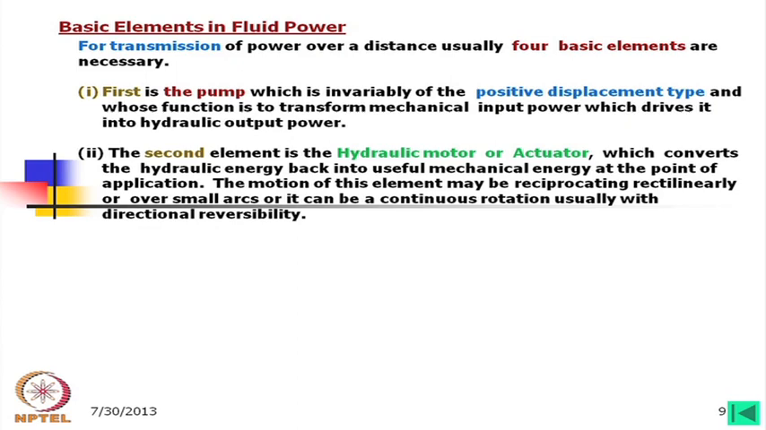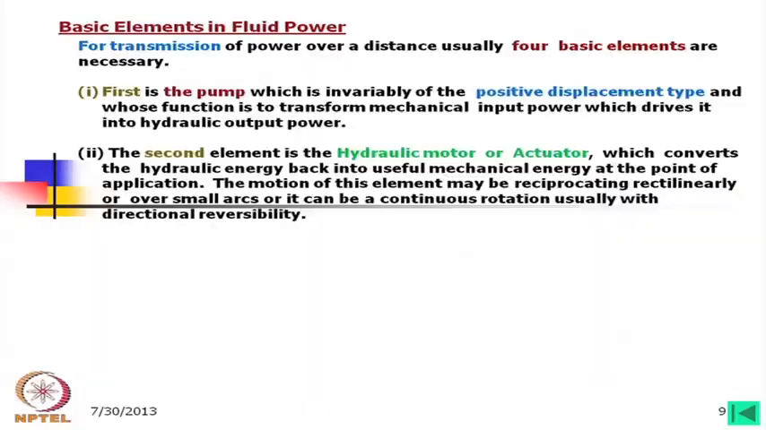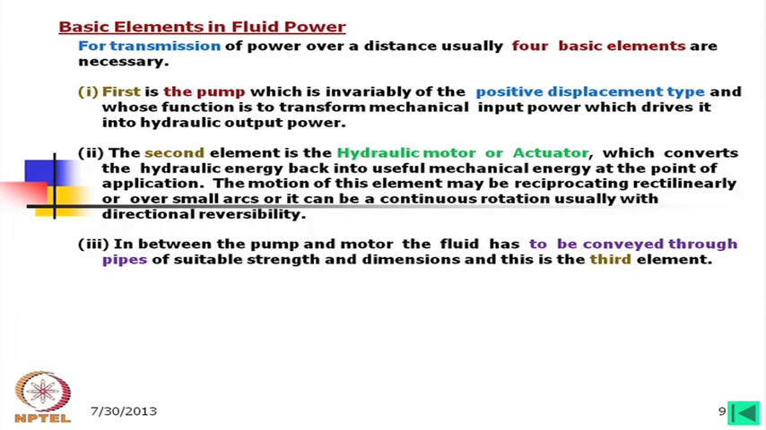Now, reciprocating, you can easily understand as an actuator piston cylinder, and rotary you can also understand, say vane type or piston type, that can be converted into rotary motion fully. But there are also actuators which give some motion, not a full rotation, but reciprocating in a curvilinear path.